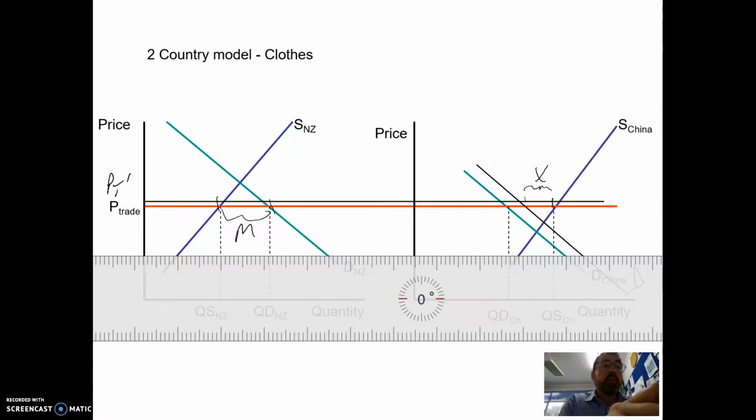And let me just find my eraser, get rid of all that there. Whoops, I didn't mean to take out the new world price. There we are.